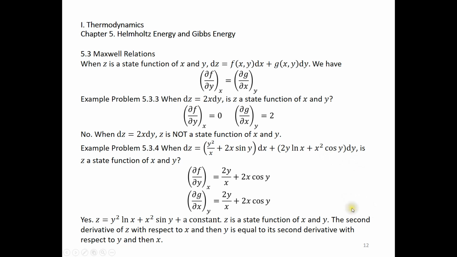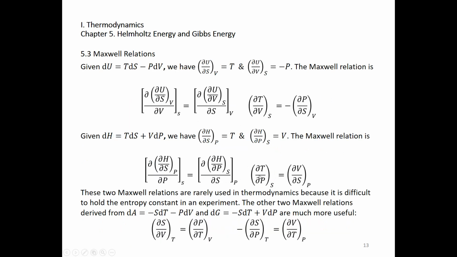Alright, now we can say the second derivative of z with respect to x and then y is equal to its second derivative with respect to y first and then x. So if you have a state function z of x and y, you can take its second derivative in two different orders. You can take the second derivative with respect to x and then y, or y then x. The result should be the same. In this example problem, this is the second derivative, and this is the second derivative. We're just getting the second derivative in a different way.